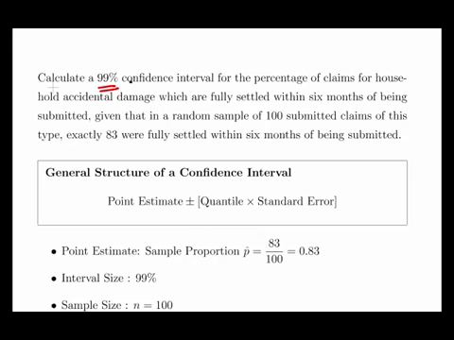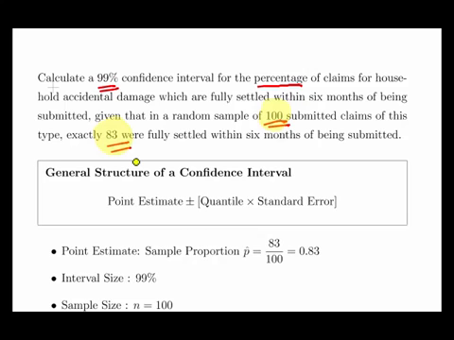So calculate a 99% confidence interval for the percentages of claims for household accidental damage which are fully settled within 6 months of being submitted, given that in a random sample of 100 submitted claims of this type, exactly 83 were fully settled within 6 months of being submitted. Now, it tells you explicitly that it's a percentage or a proportion. But if not, you can use those two figures, 100 and 83, as in 83 out of 100, to deduce what type of question we're being asked.